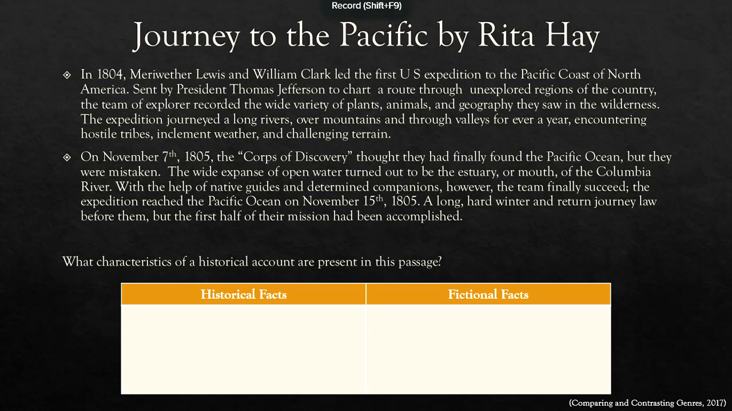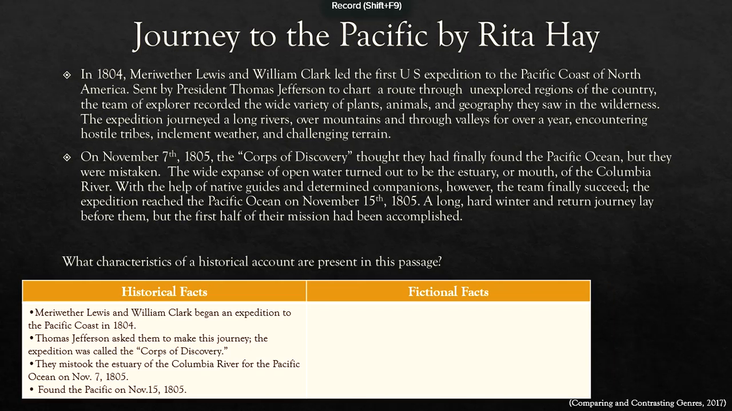What characteristics of historical account are present in this passage? So let's take a moment to think. Let's review our historical facts. Meriwether Lewis and William Clark began an expedition to the Pacific coast in 1804. Thomas Jefferson asked them to make the journey. The expedition was called the Corps of Discovery. They mistook the estuary of the Columbia River for the Pacific Ocean on November 7, 1805, and they found the Pacific Ocean on November 15, 1805.